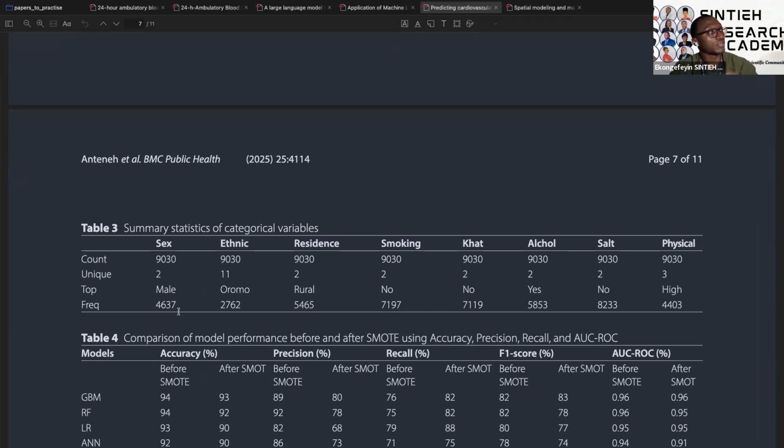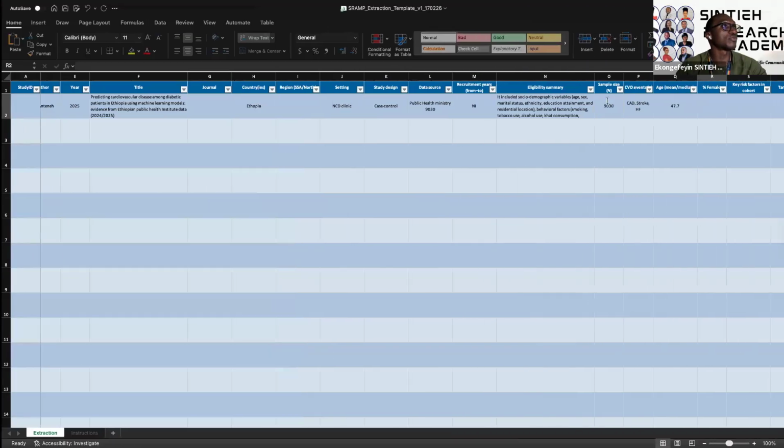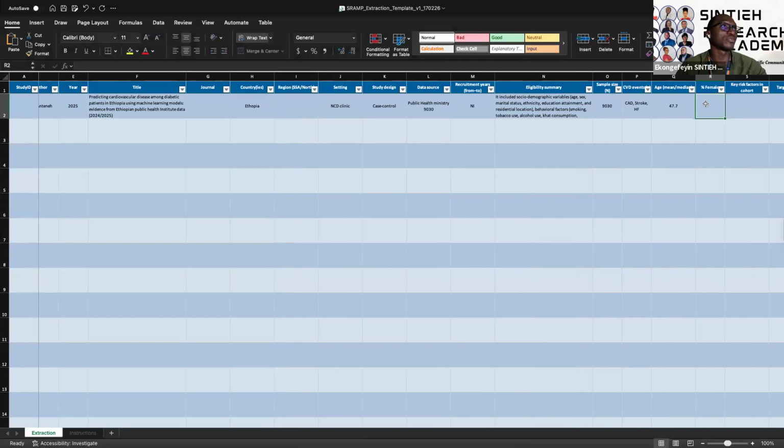4637 divided by 1930. Just going to do that. 4637 divided by 90. I thought somebody would have calculated, but no, you guys are not kind. So it's 51.4%. So I'm going to put 51.4%. So this is 49.6%. And that's it.